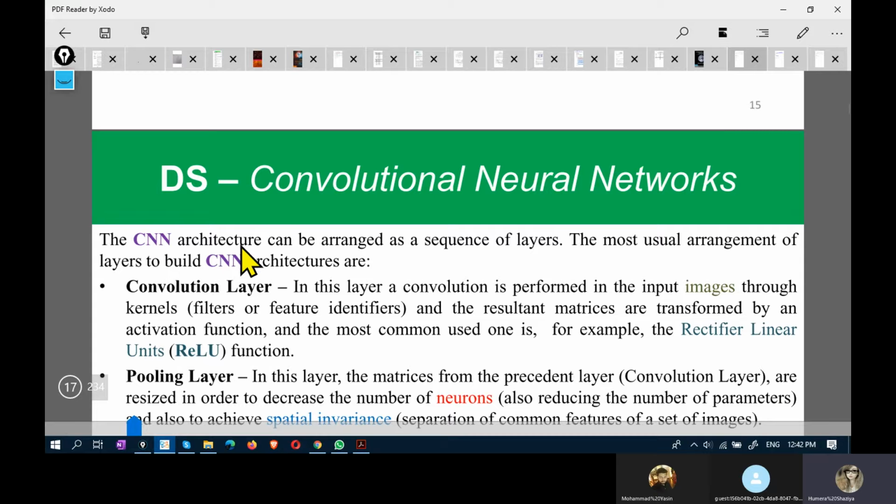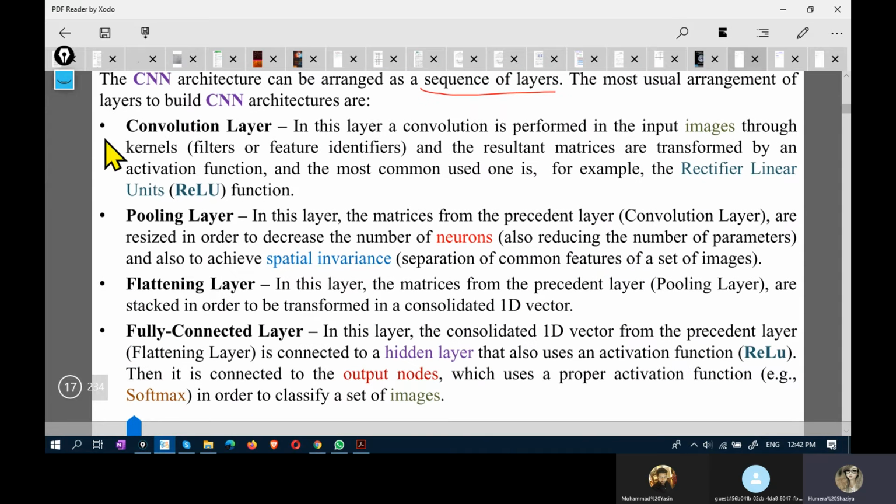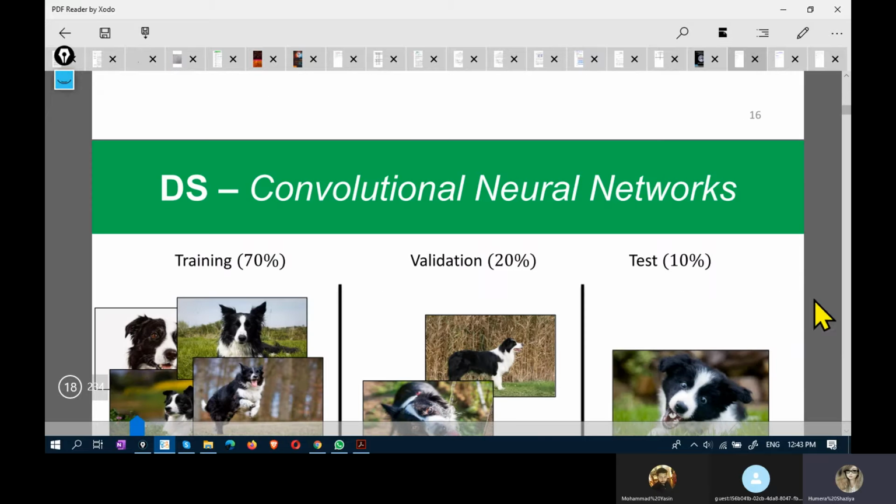Convolutional neural network architecture is arranged as a sequence of layers, and you have different kinds of layers, which are convolutional layer, pooling layer, flattening layer, fully connected layer. Convolutional layer. Students, again I will give you the differentiation so that you don't get confused.